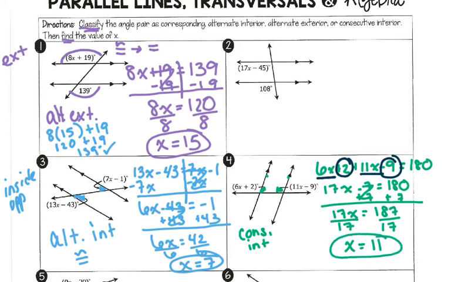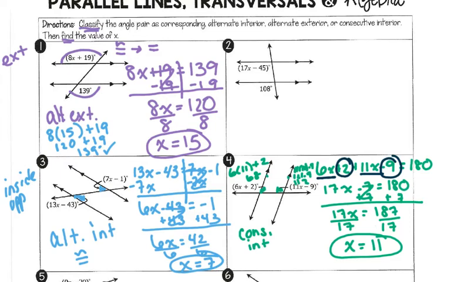And like before, guys, you can plug it in. So if I plug it in here, 6 times 11 plus 2 gives me 66 plus 2, which is 68. And then if I do 11 times 11 minus 9, that's 121 minus 9, which will give me 112. So if I add those two together, they do give me 180, which is what I am looking for.